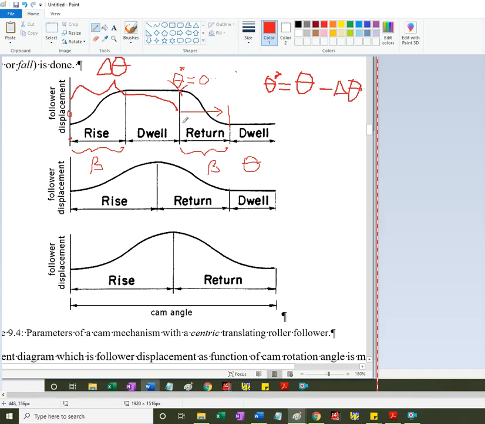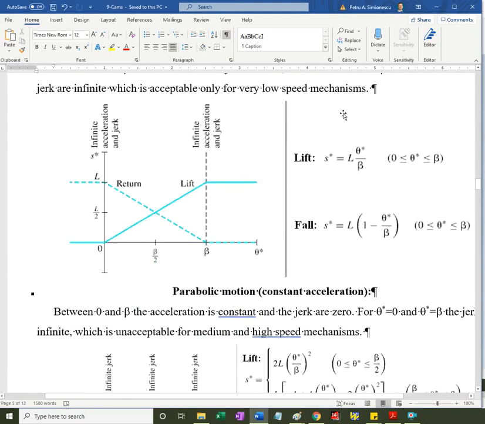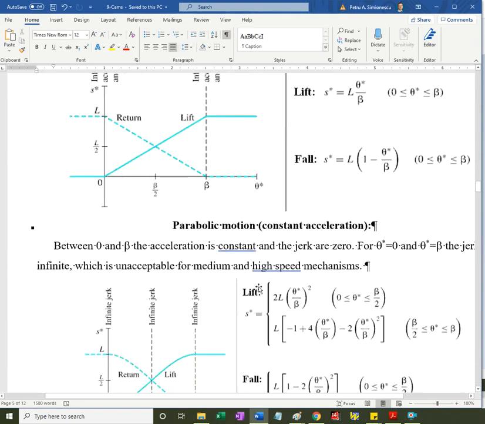Okay, so this is how you do the change of variable, and how you could use the second equation by just doing a change of variable. But really, linear motion between 0 and the end of the lift, or between the lift and 0, would be these two equations.